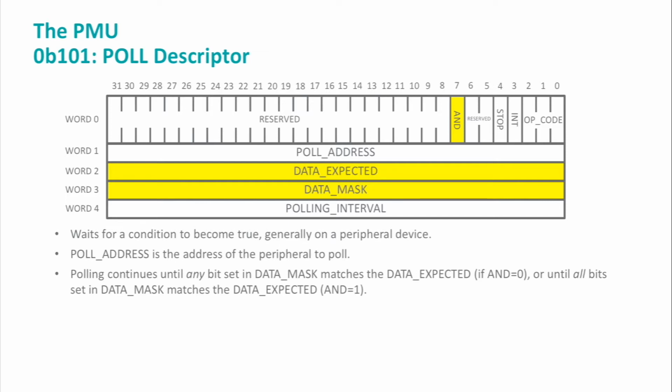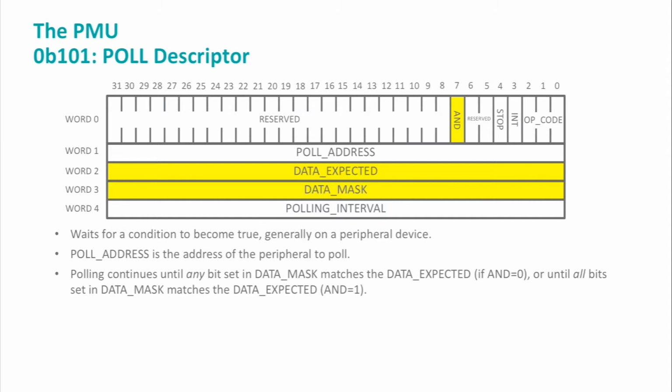But here's where it gets a little tricky. See, in some cases, the data you're polling might be a collection of condition flags, and you want to continue to the next descriptor if any of those conditions become true. But in other cases, you might be waiting for a particular value to appear in a register, in which case you're interested in matching the value of all the bits under the mask before you continue. Well, that's what the AND bit in the poll descriptor is for.